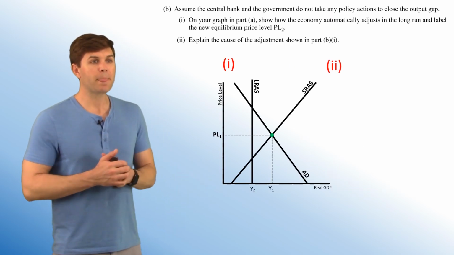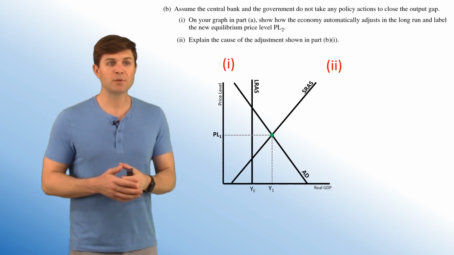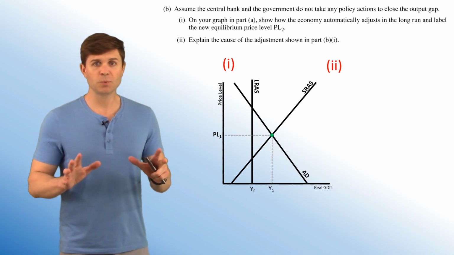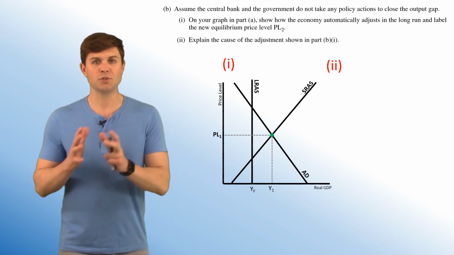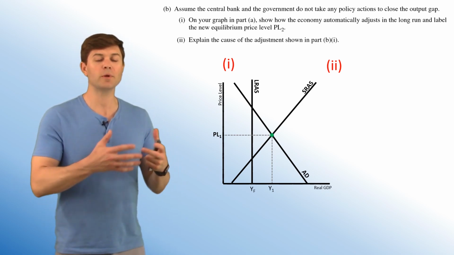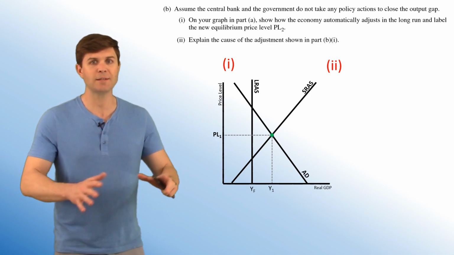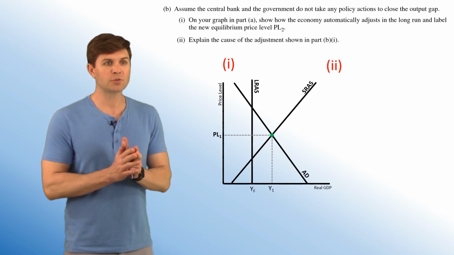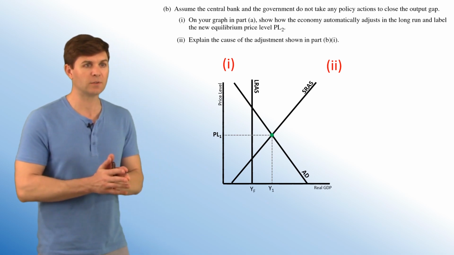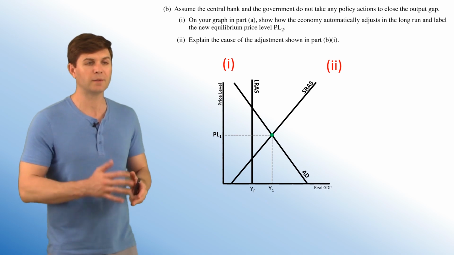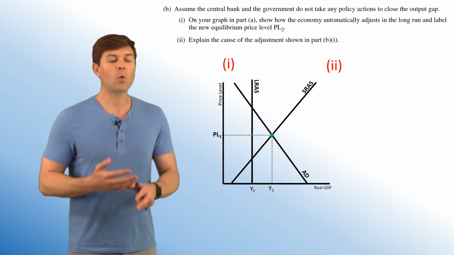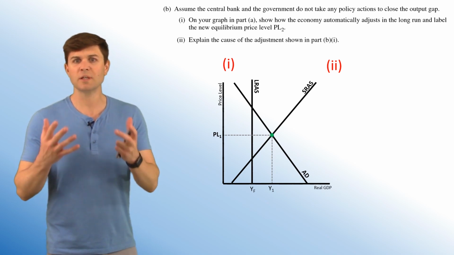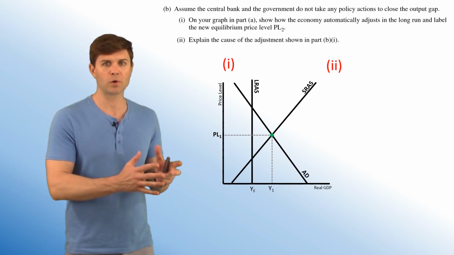Now, part B, assume that the central bank and the government do not take any policy actions to close the output gap. In this situation, we want to see the auto adjustment of the economy, the long-run automatic adjustment of it without any fiscal or monetary policy taking effect. So on our graph, show how the economy automatically adjusts in the long run and label the new equilibrium price PL2. So auto adjustment usually has to do with input prices or wages or sticky prices, the things that take a little bit longer to adjust.